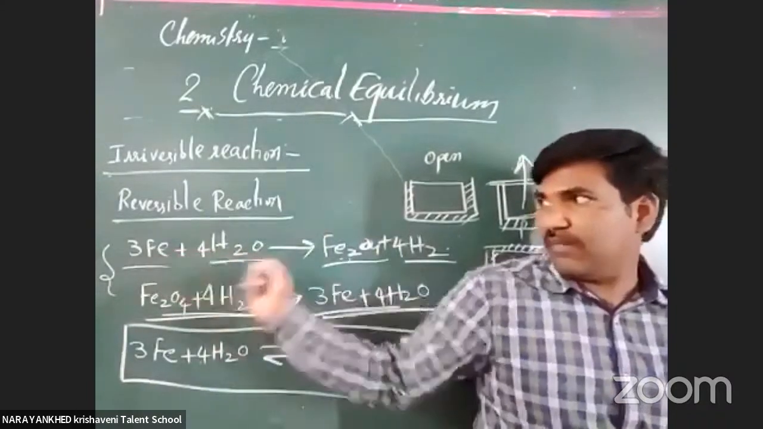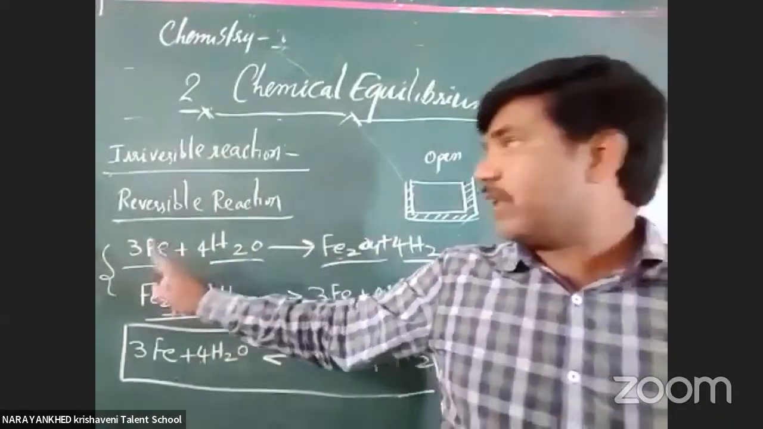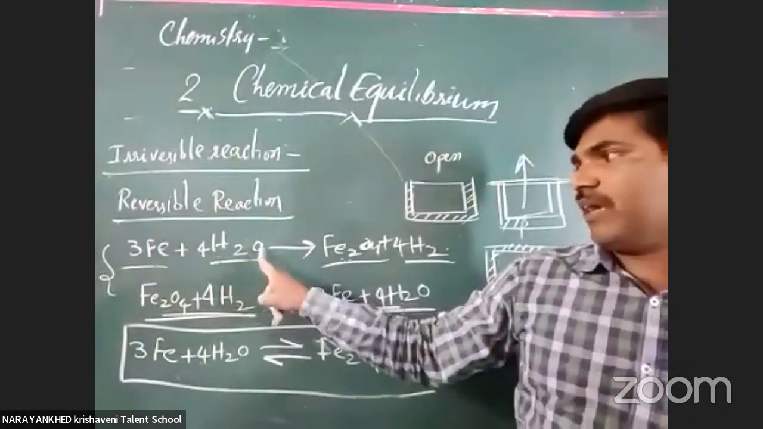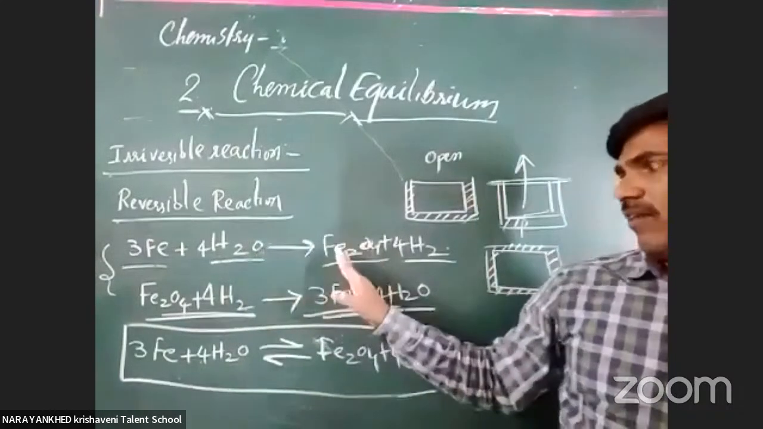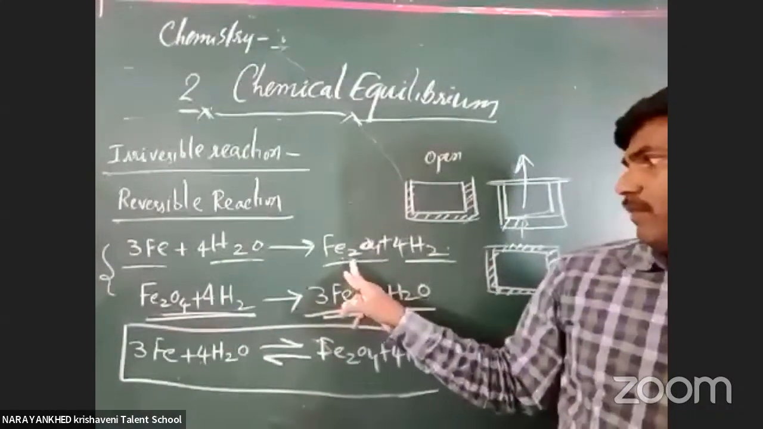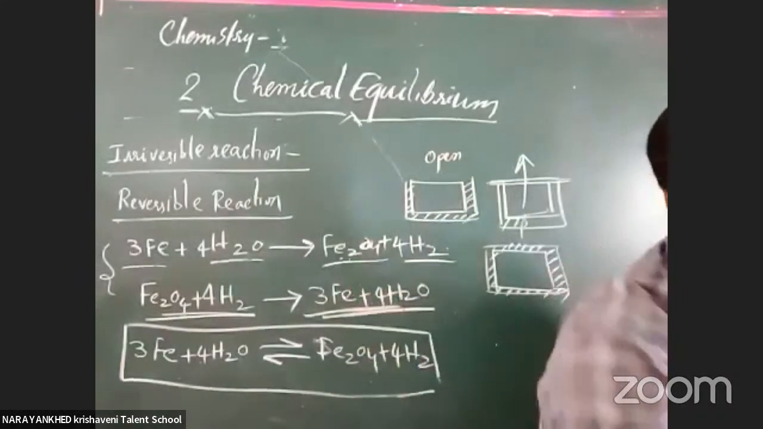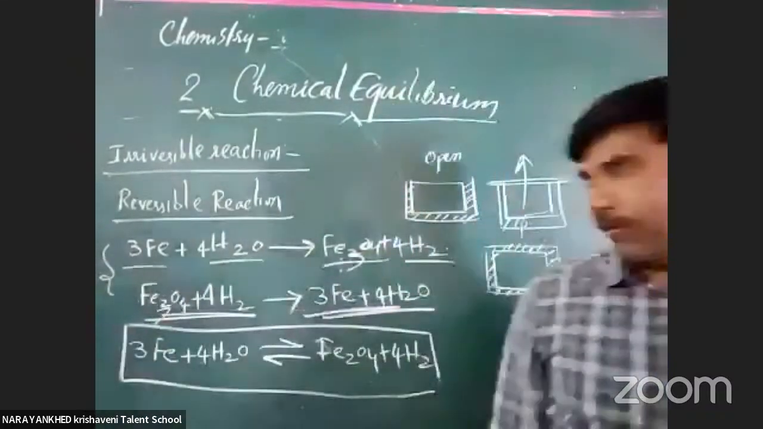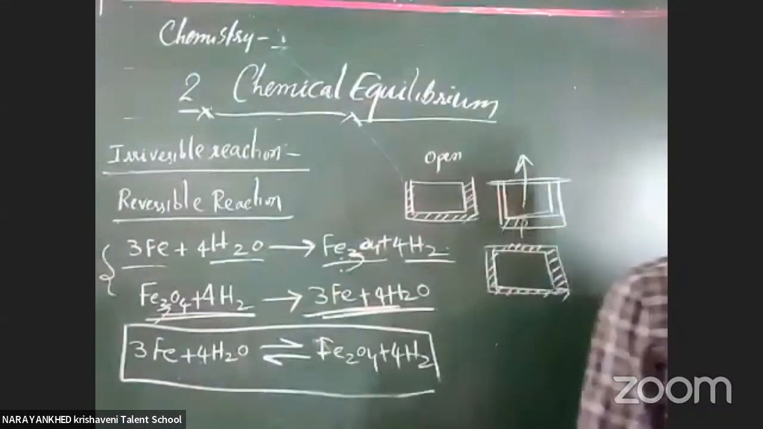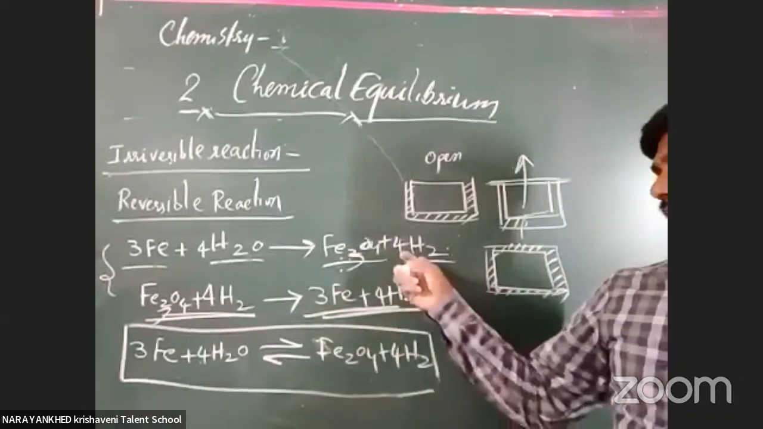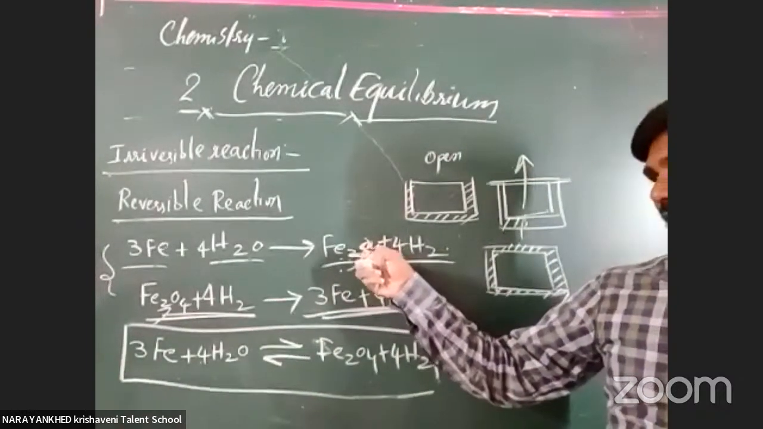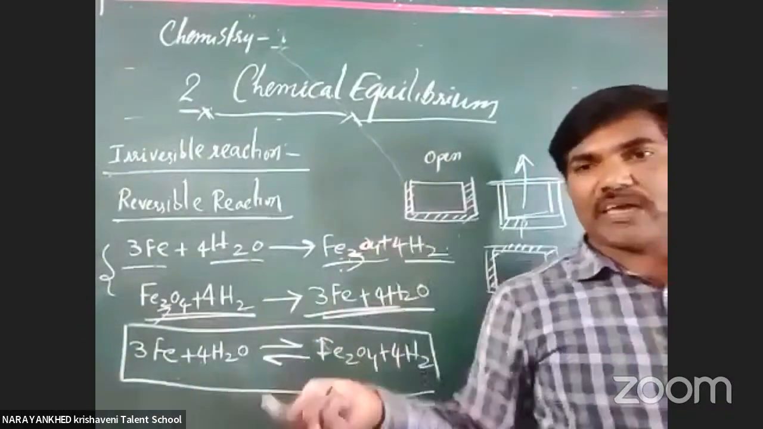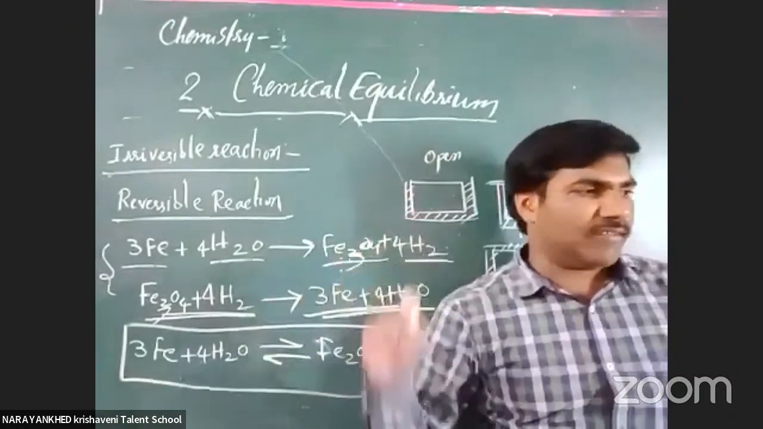One second. In this chemical reaction, how many irons are there? 3 irons. How many hydrogens? 8 hydrogens. How many oxygens? 4 oxygens. On this side also, how many? 3 irons, Fe3, not 2. How many oxygens? 4 oxygens. How many hydrogens? 8 hydrogens. Before the reaction and after the reaction, the number of particles is the same or not?